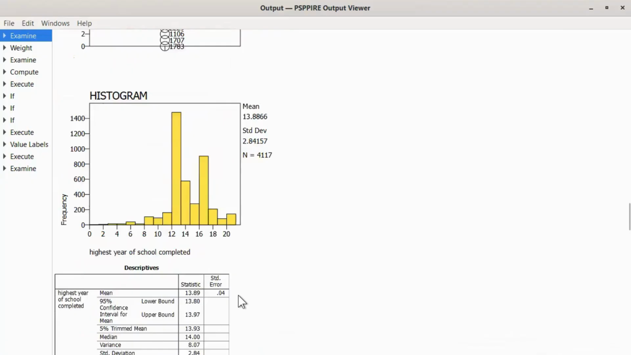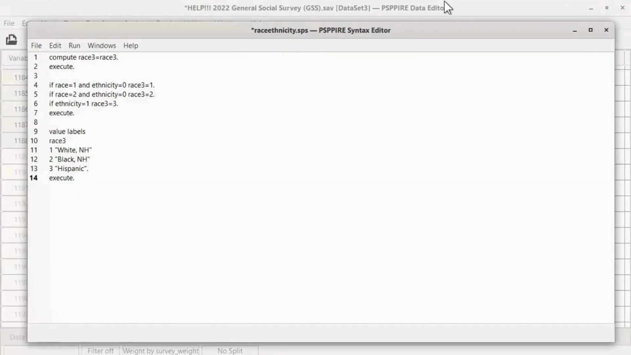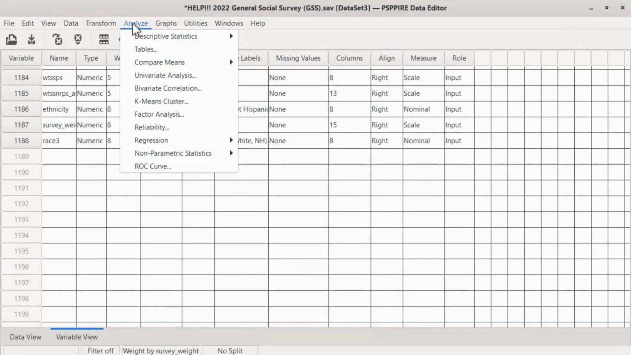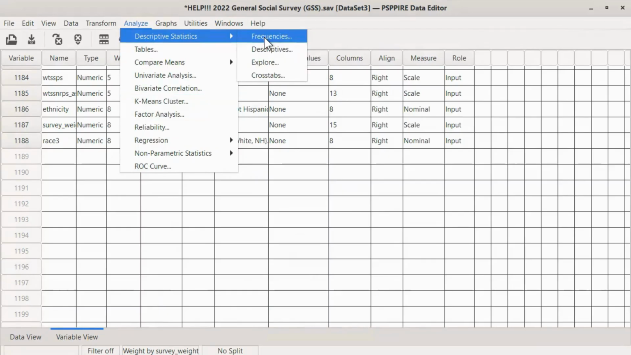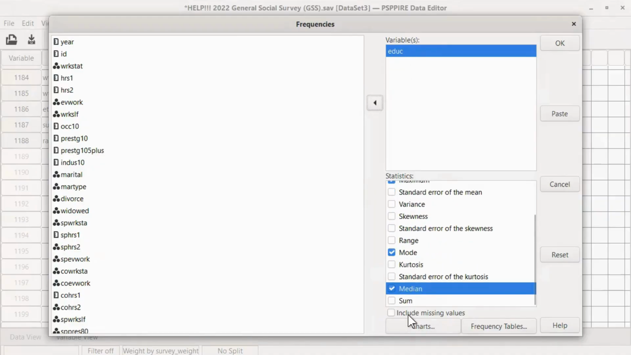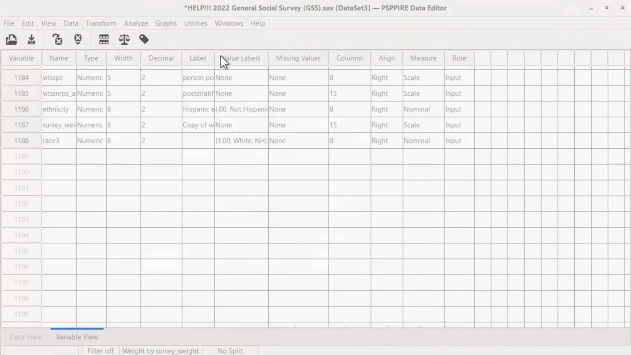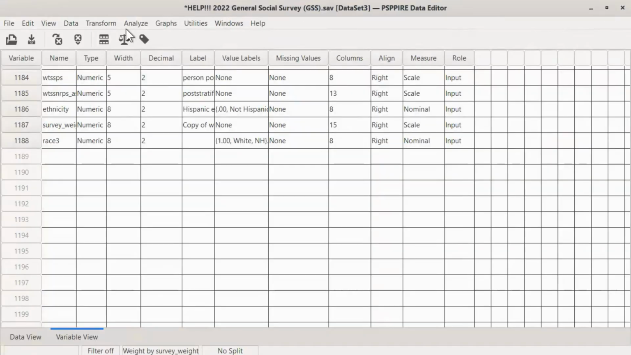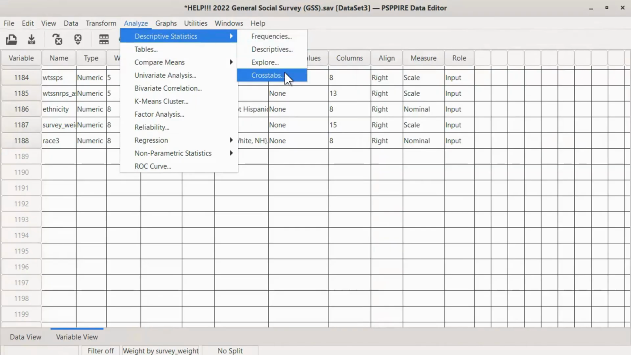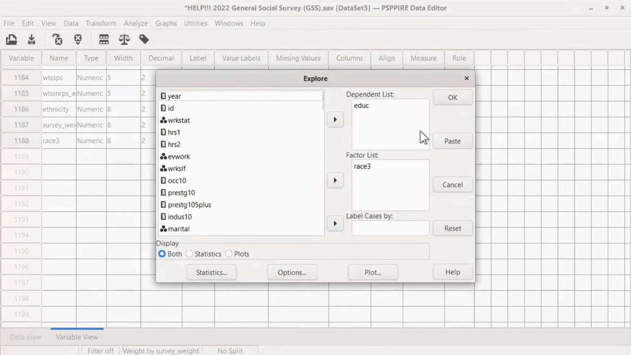Now, what to turn in? How about you close this out? And I want you to go to, you can leave your weights on, Descriptive, Frequencies. Put in educ. Have mean, median, mode. Click OK. And then go to Analyze, Descriptive, Explore, my bad. And run this where you had educ in the dependent and race 3 in the factor.